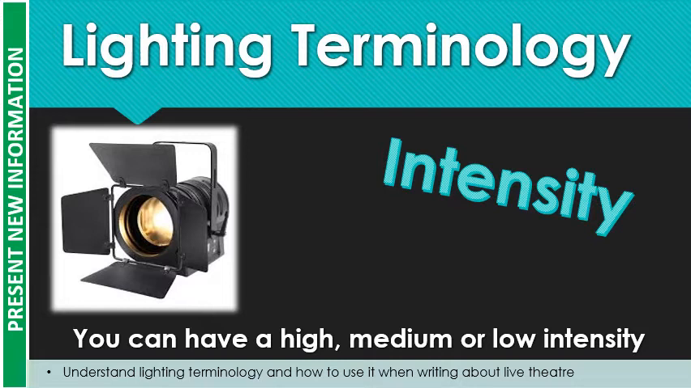So the first one is intensity. Intensity means how bright or how dim something is. So you could have a really high bright intensity or a medium intensity, or you could have a low intensity. So it's how bright or how dim a particular light is.